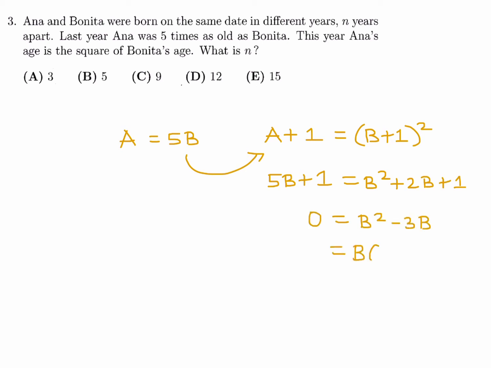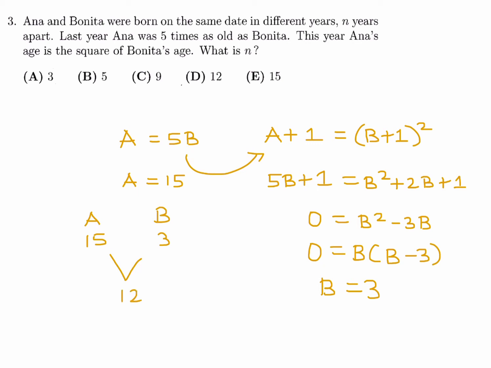So factor out the b, and you get b minus 3 is 0. Therefore, b is equal to 3. It can't be 0, right? Because her age can't be 0. Well, I guess it could when she was born, but not later on. Okay, so now we have b equals 3. So that means a is 5b, which is 15. So 15 years of age is how old Anna is, and Bonita is 3. So the difference in their ages is 12. So that means they were born 12 years apart. So number 3, the answer is D.